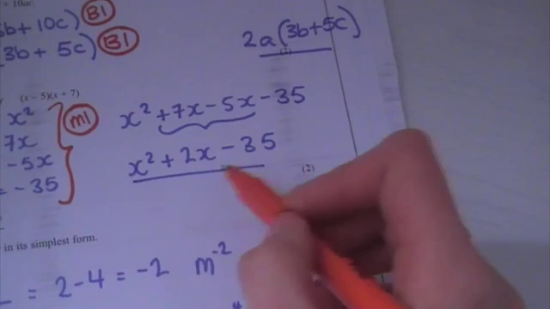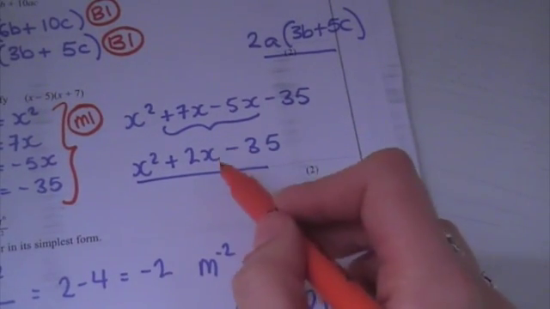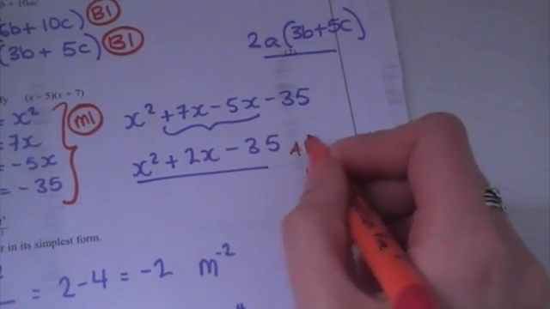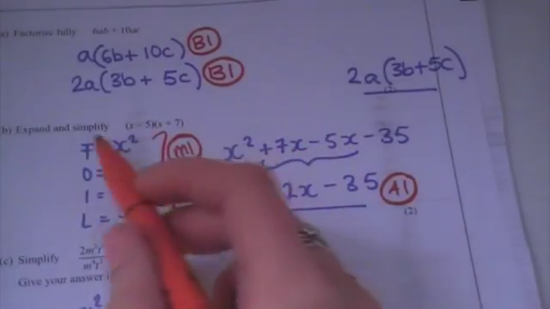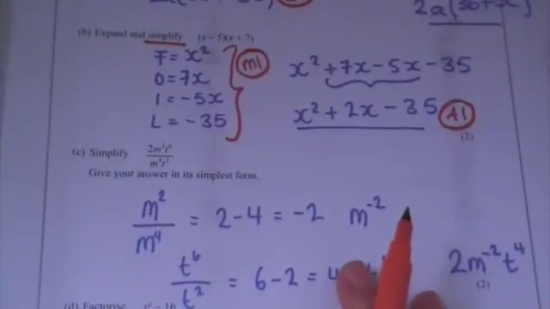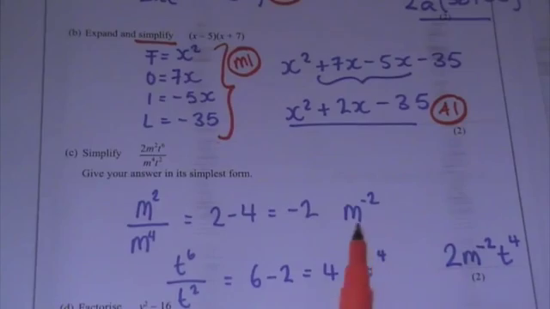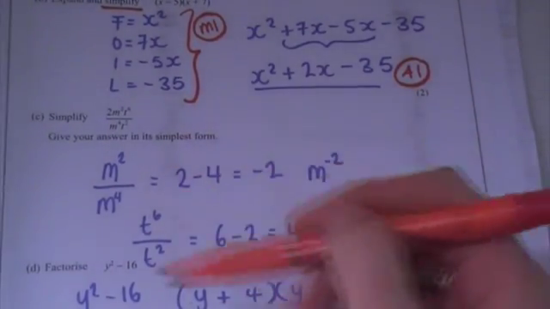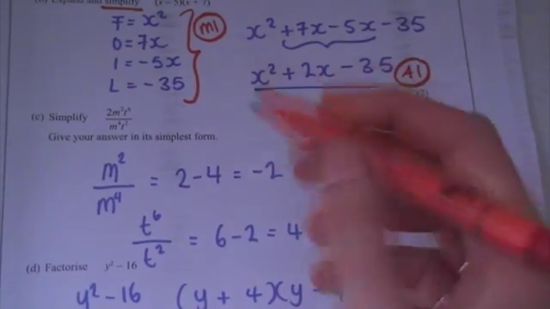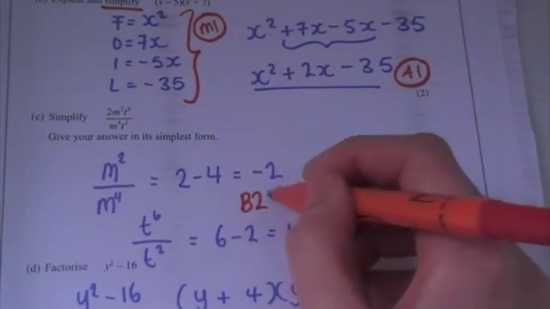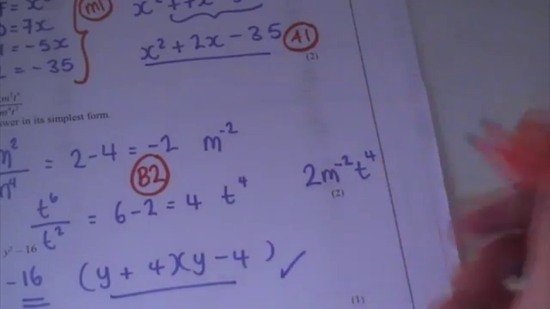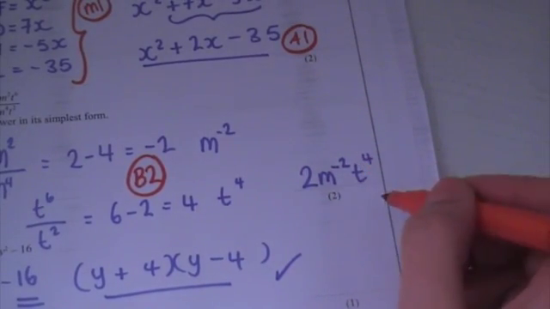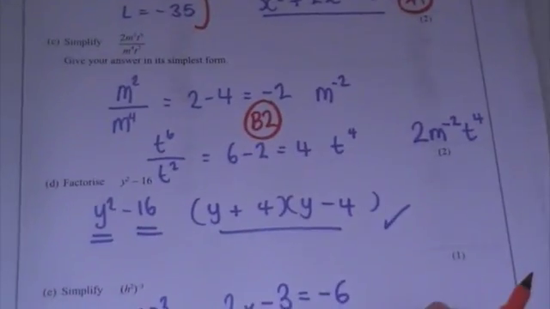And then an answer mark for fully simplifying x squared, add 2x, minus 35, because the question does state to simplify. 12c, 2 marks, so it's 2 working marks. So essentially you get the 2 marks working with the powers here. So that's 2 working marks, and it should lead you to 2m to minus 2 t to the power 4.